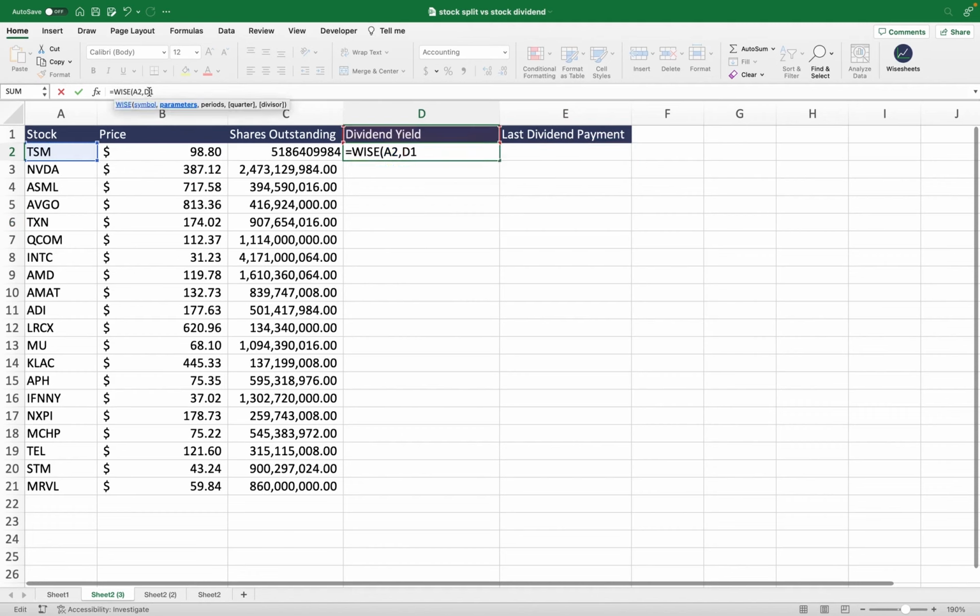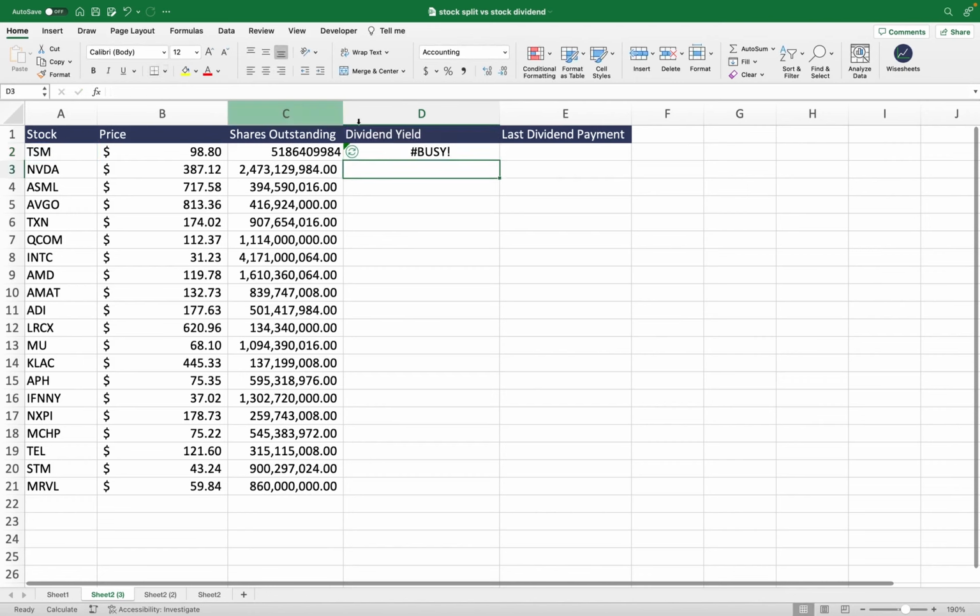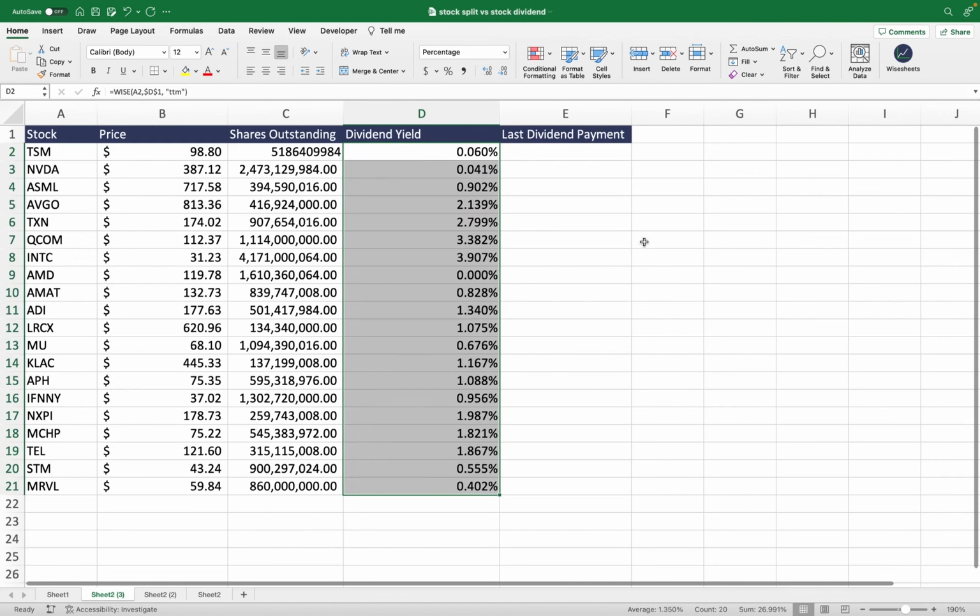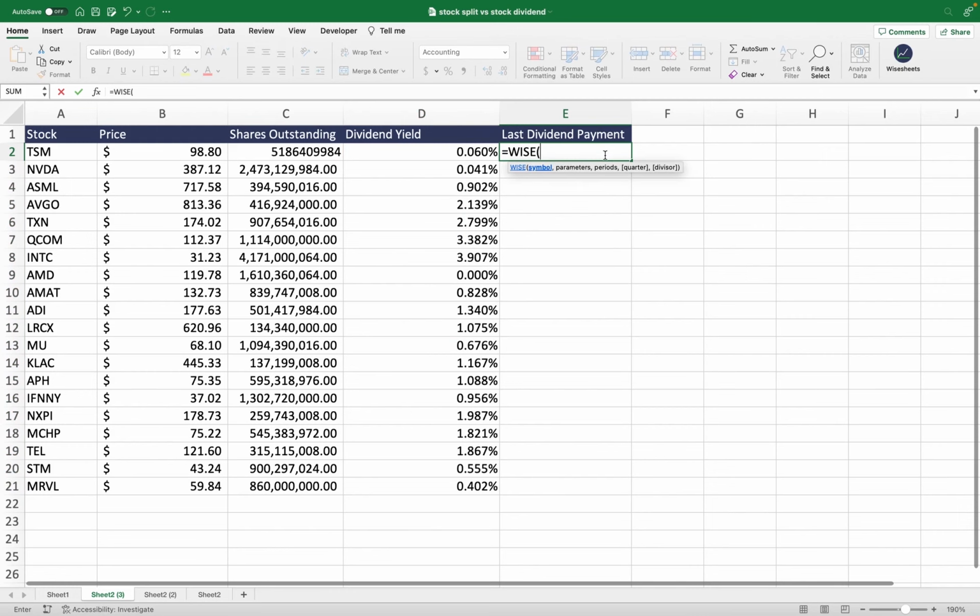So we're going to lock this cell in, and then for the period, I recommend that you use TTM for the dividend yield, because it takes the latest stock price and the latest dividend payments made to calculate the dividend yield. After you do this, you can turn this into a percentage, and then you can use this formula for all these different companies right here, and this will tell you their dividend yield in real time.